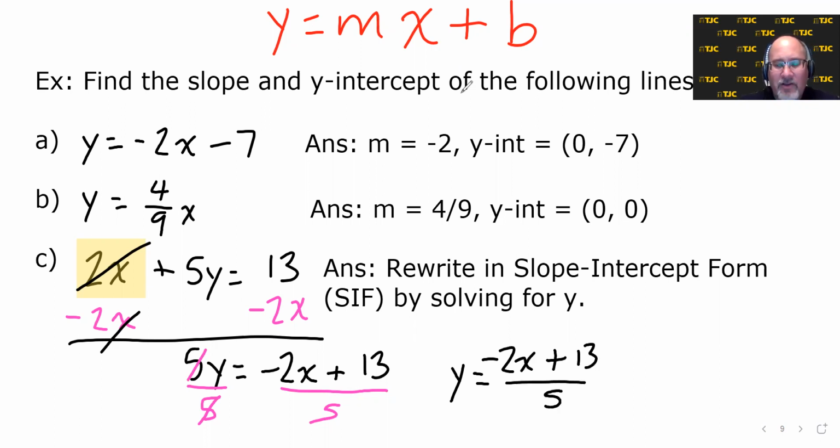Except it doesn't quite look like it's in slope-intercept form because it's supposed to be something x plus something or minus something, if you will. And right now it's something x plus something over 5. So how can we take this thing that's not technically in slope-intercept form and make it in slope-intercept form?